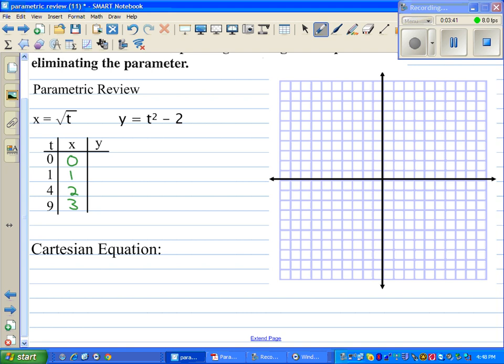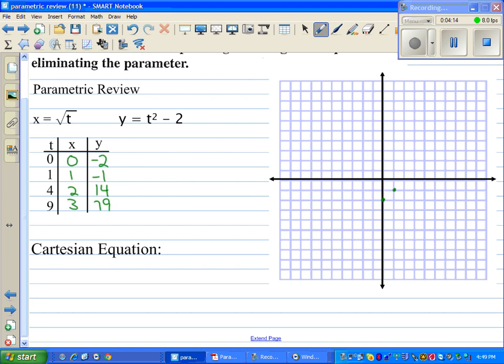And for y, we have 0 squared minus 2 is -2. 1 minus 2 is -1. 16 minus 2 is 14. And 81 minus 2 is 79. So maybe we won't worry too much about very large numbers. Hopefully we'll get the idea without having to use those. The first point is 0, -2. Then we have 1, -1. 2 goes all the way up to 14.